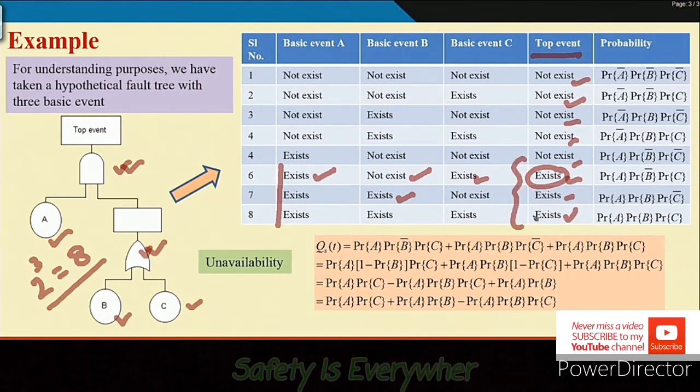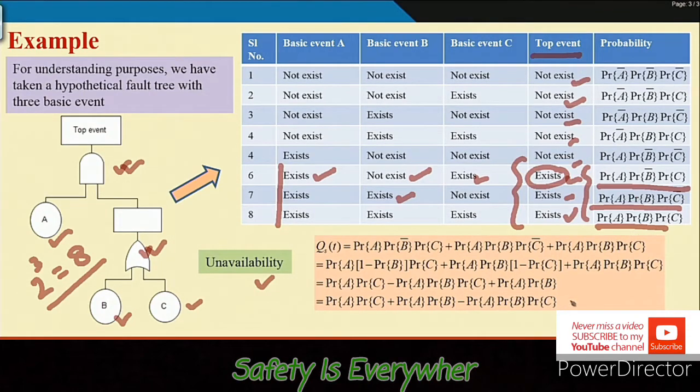Now, because of the two-state components, you know the probability. As they are independent, you just multiply those independent event probabilities, and the system is unavailable when you sum up all those probabilities. Okay, so this is the truth table.